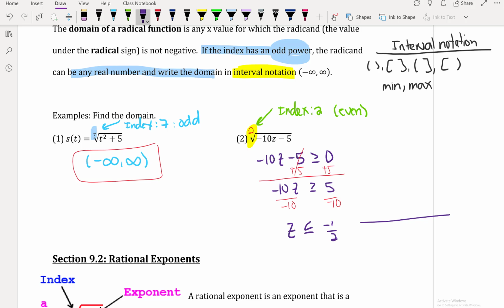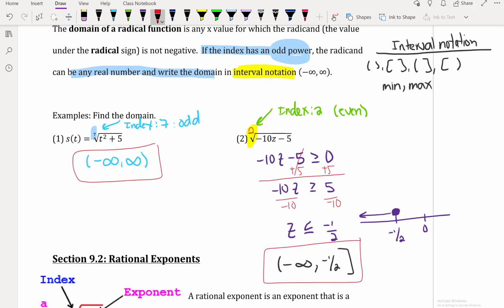So if you want to think about this on the number line, here's 0, here's a negative 1/2. So I have a closed filled-in circle because it's less than or equal to, there's a line underneath it, and it's everything less than. So my interval notation is going to go from negative infinity to a negative 1/2 bracket. And that is going to be my final answer.